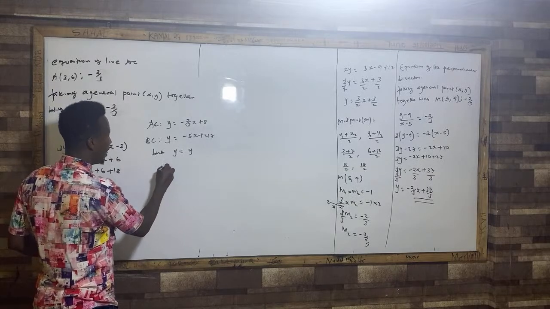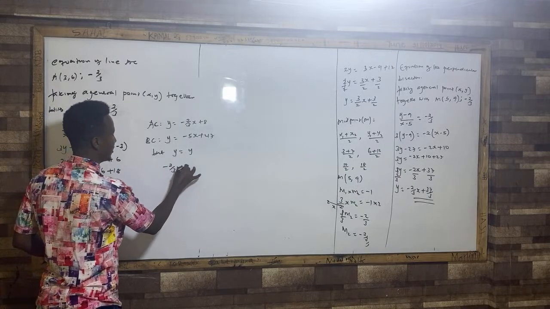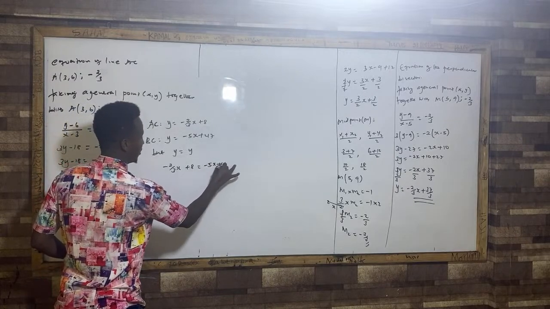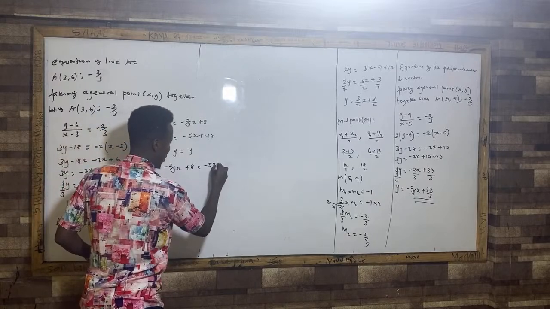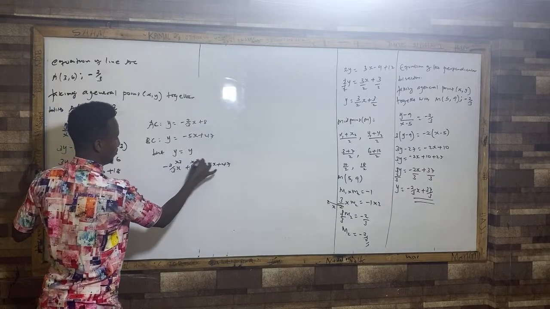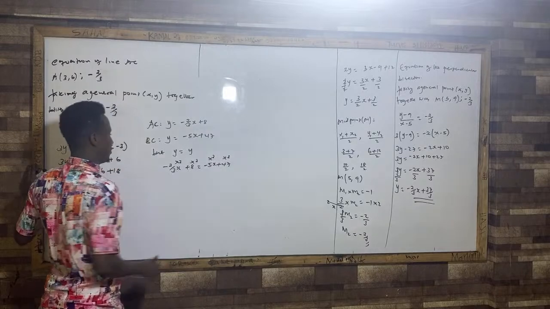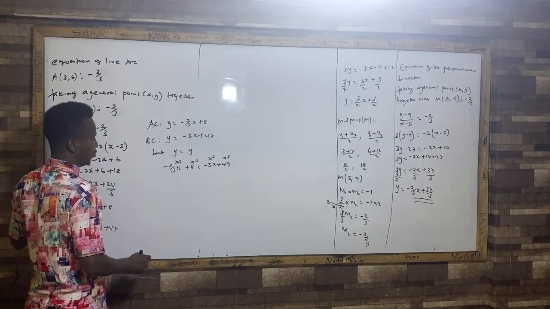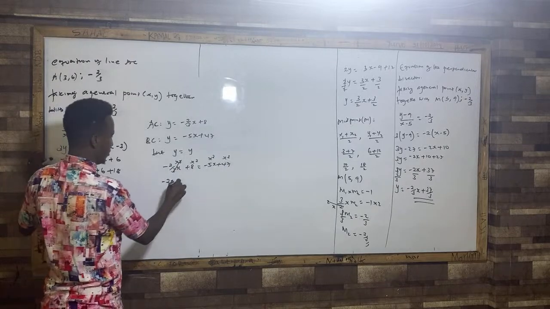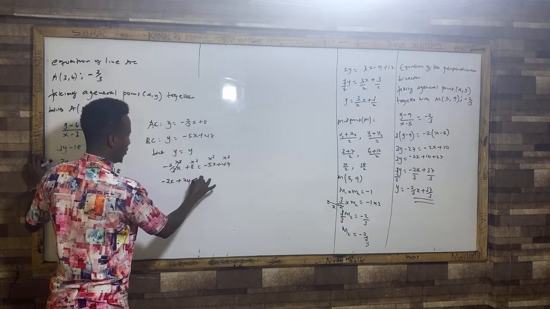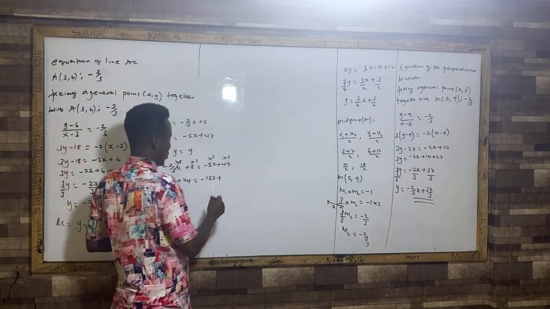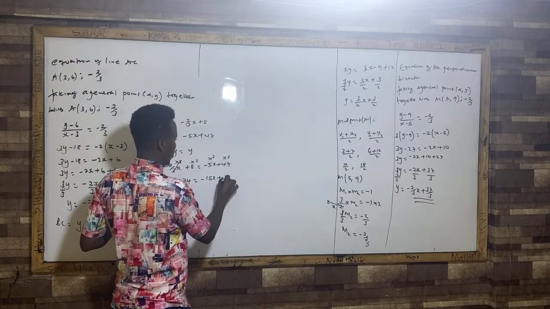So we say minus 1/2 of 3x plus 8 is equal to minus 5x plus 47. Then eliminate the fraction throughout, times 3, times 3, times 3, times 3. We will have minus 2x plus 24 is equal to minus 15x plus, this is how much? 47 times 3 is 141.